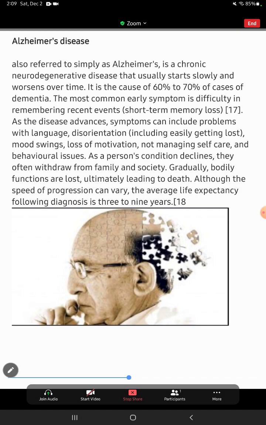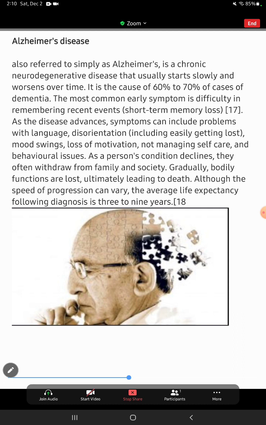there is another disease, Alzheimer's, which we all know, also referred to simply as Alzheimer, a chronic neurodegenerative disease that usually starts slowly and worsens over time. It is the cause of 60 to 70% of cases of dementia. The most common early symptom is difficulty in remembering recent events, like short-term memory.